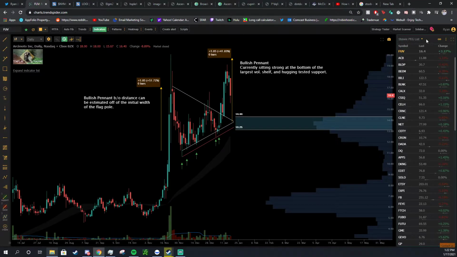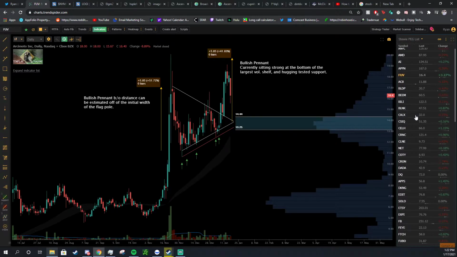You can see on the right here, I have a Stewie's PEG list he made public. I've also added some that I created too, and this watch list is actually linked in the chat for you guys to have as well, if you want to monitor these stocks in the months to come, because this is pretty much where I pick a lot of my blue chip plays from.